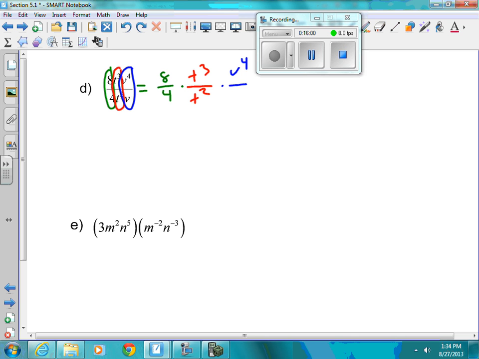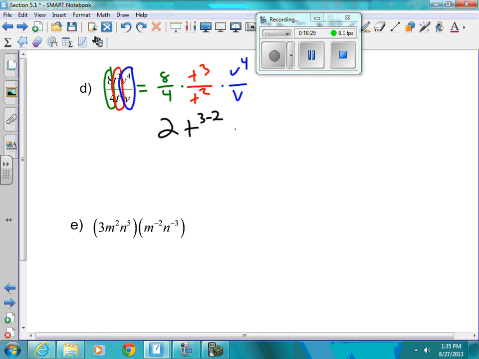And why did I do that? Because I can simplify using the fraction or quotient rule, and we can reduce each fraction, so to speak. 8 divided by 4 is 2. T to the third over t squared: what do we do when we have like bases with exponents? We subtract them. T to the third, 3 minus 2, and same thing with v, v to the fourth over v.